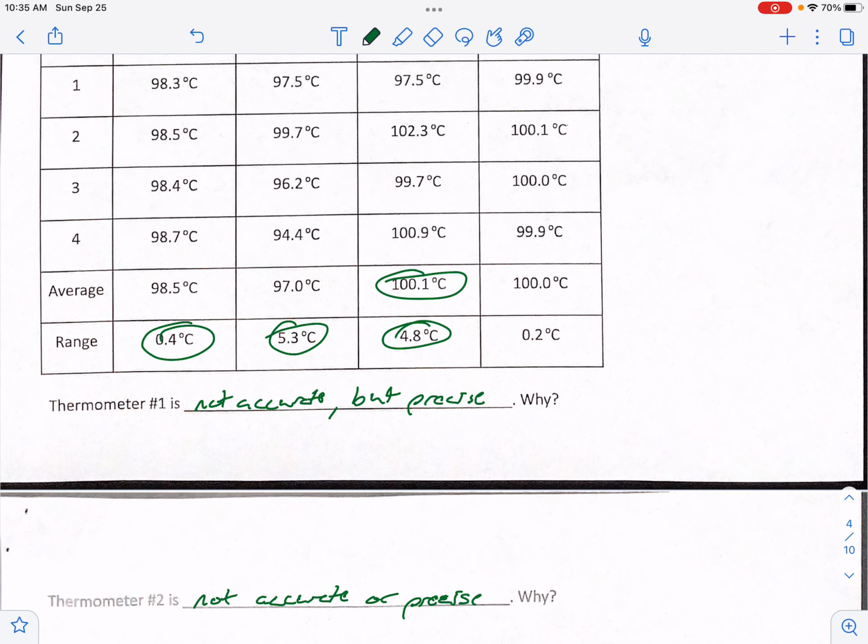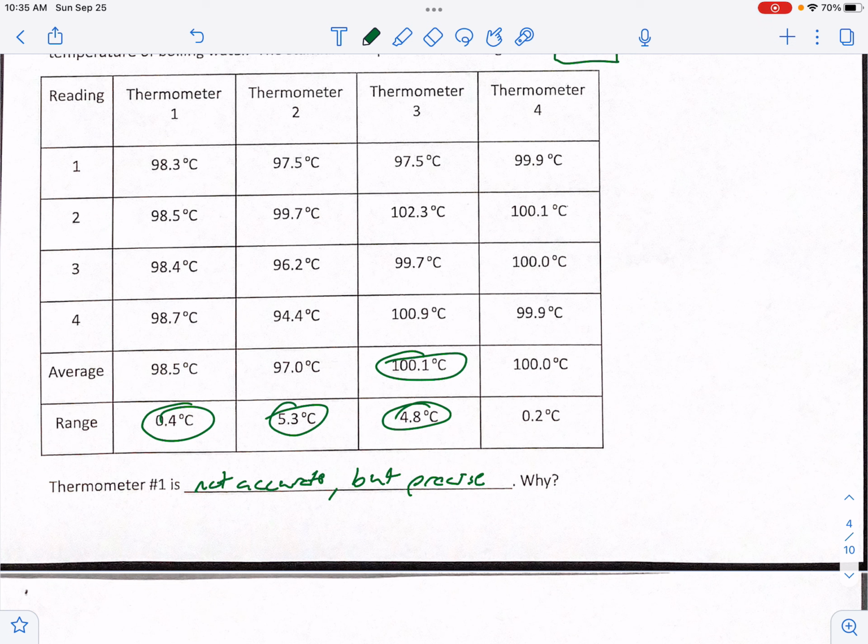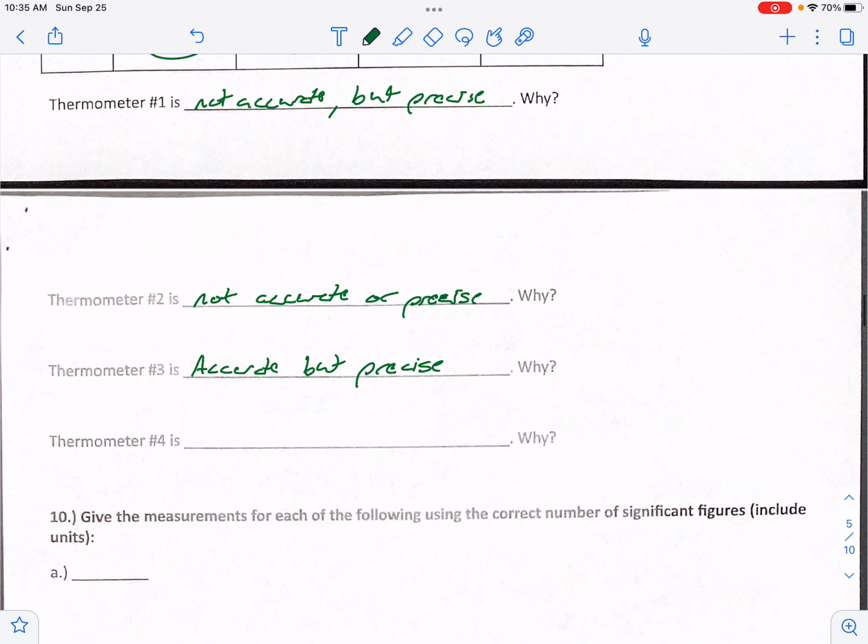All right, last one, thermometer number 4. 99.9, 100.1, 100.0, 99.9. My average is smack dab on my target, so that's definitely accurate. And my range is incredibly small, so that means the measurements were really close to each other. So this one is accurate and precise.